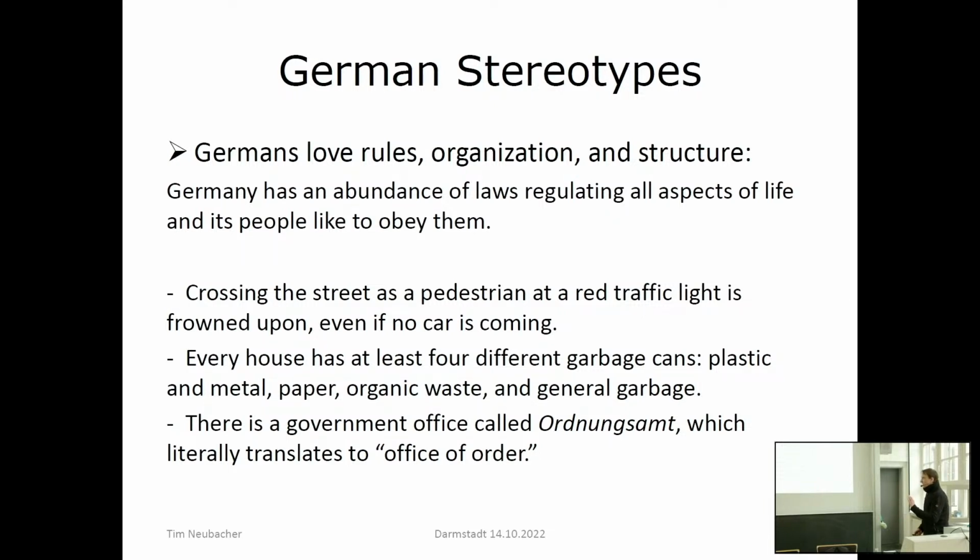That literally translates to Office of Orders. And they are the ones checking whether you follow the rules in your city or in your village or whatever, right? Ordnungsamt. I don't think that there's anything identical or even similar in other countries, probably.